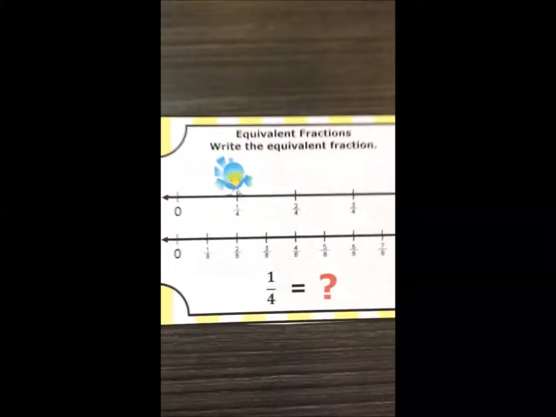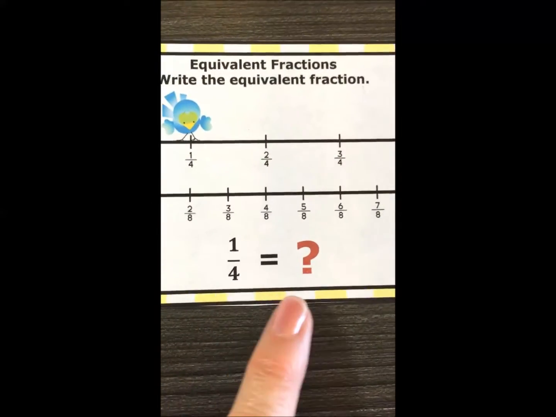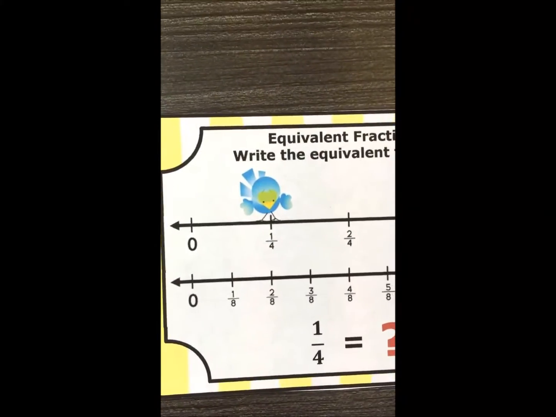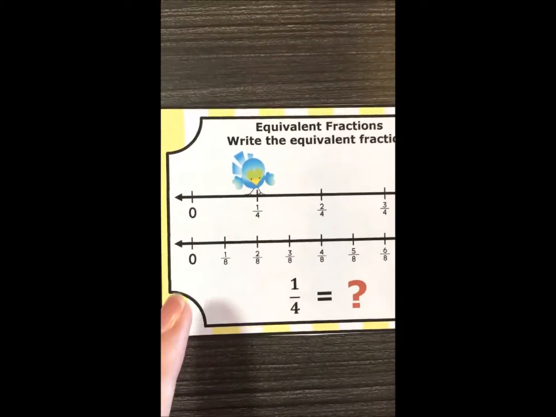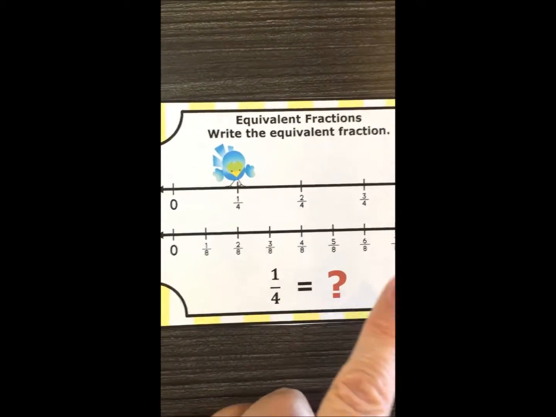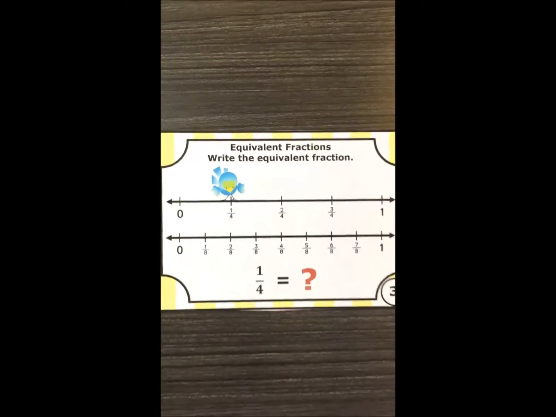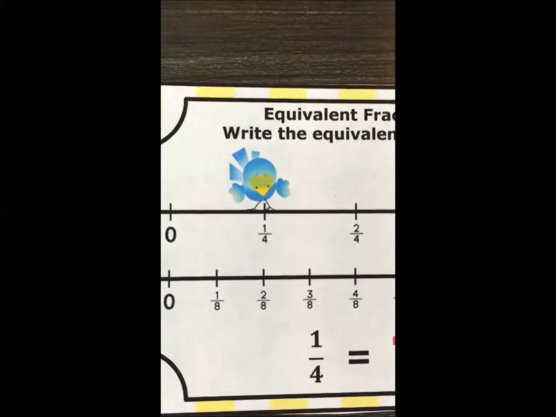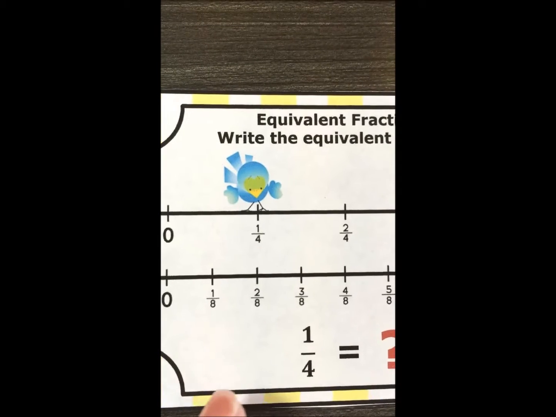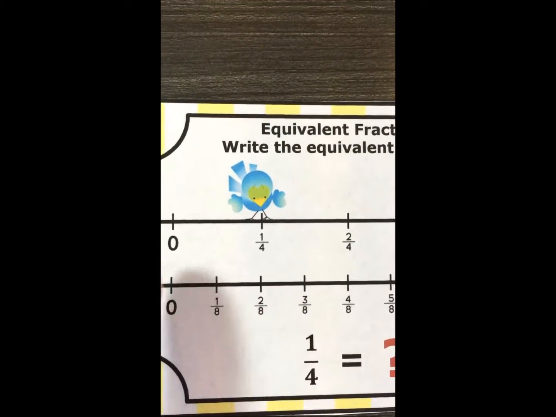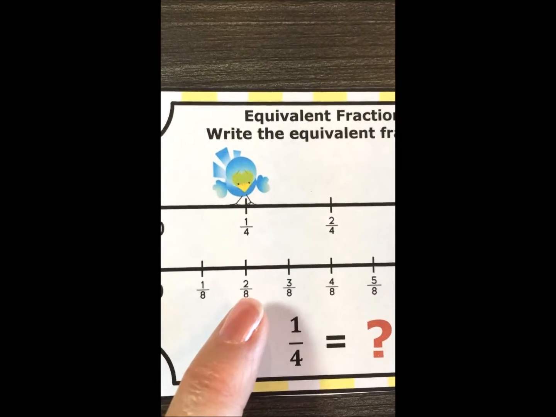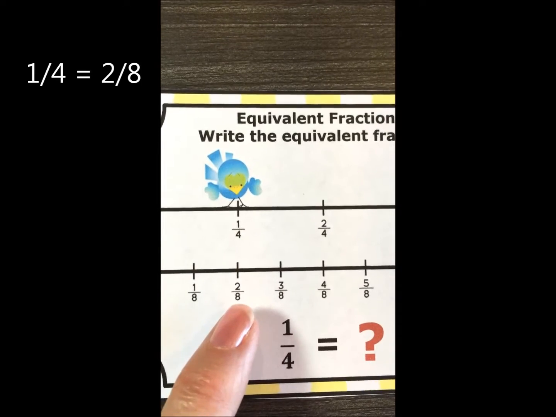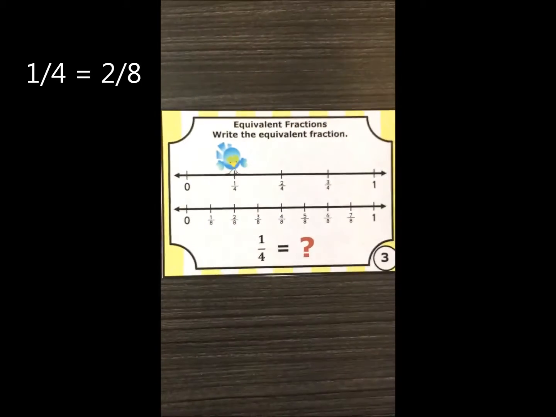We will try one more example. This time we're comparing fourths and eighths. 1/4 equals how many eighths? Notice the bird is on the 4th. The distance from 0 to 1/4 is the same as the distance from 0 to which one? Notice the number lines are the same length. If you said 2/8, you would be correct. The distance from 0 to 1/4 is the same or equivalent to the distance from 0 to 2/8. 1/4 equals 2/8. Nice work.